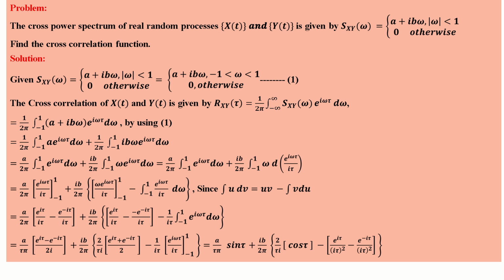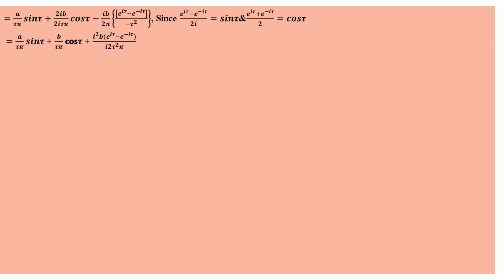So that is equal to a by tau pi sin tau plus 2i pi by 2i tau pi cos tau minus i b by 2 pi, e power i tau plus e power minus i tau by i square minus 1, so minus tau square. So that is equal to a by tau pi sin tau, and so 2i cancel, so b by tau pi cos tau, i square b, e power i tau minus i e power minus i tau by 2 tau square pi, right? So a by tau pi sin tau plus b by tau pi cos tau minus b by tau square pi, i square minus 1.